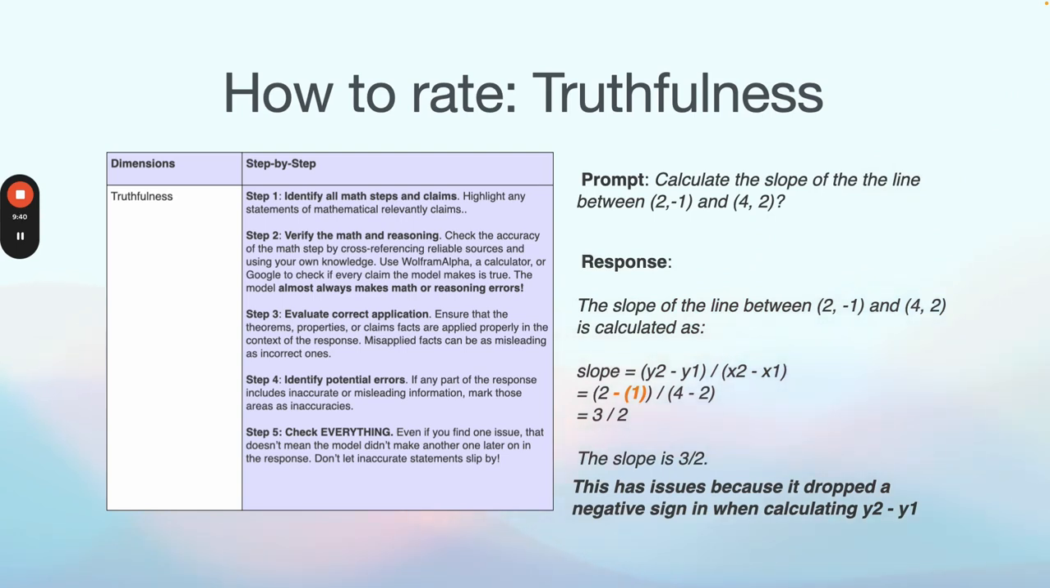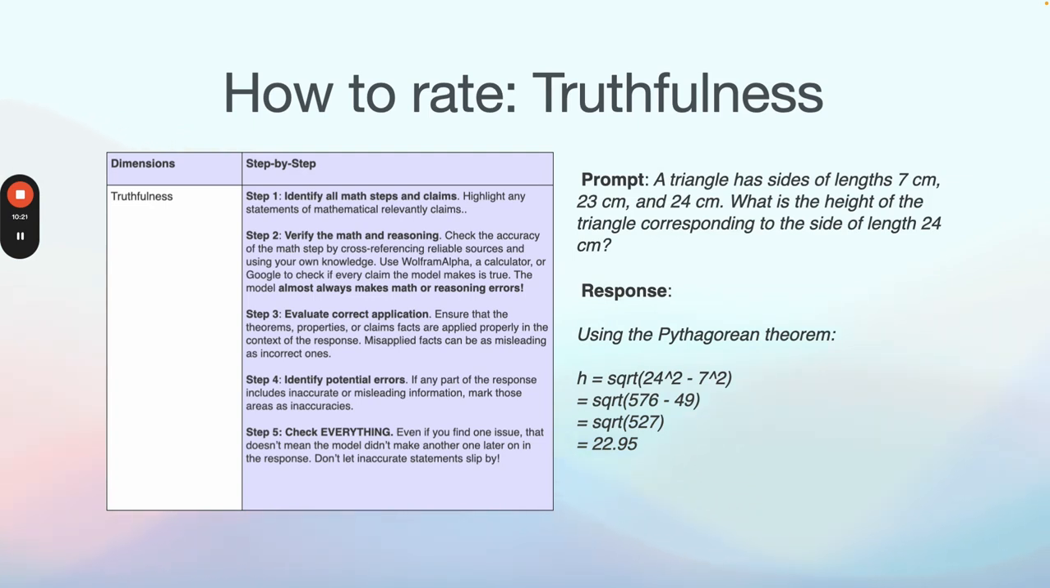So here, because I didn't follow the step-by-step guide of going line by line, evaluating each claim independently, and then making a decision if it has issues, well, I made a mistake because I just skipped to looking at the final answer. So basically, the lesson here is when you're rating truthfulness and math claims, you want to go line by line and check every single thing. Because even if it might look right, there may be a mistake, and so you want to double check.